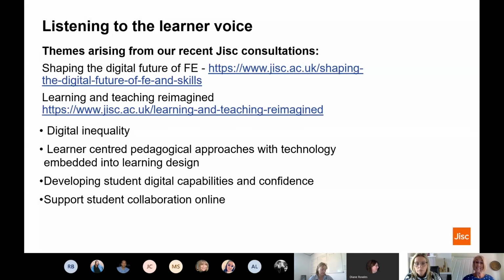We have to consider, if we're not already, developing our students' digital capabilities and confidence. That is coming through all the consultation work that we have been doing. The assumption there from students is to say, don't assume we all know how to use all of these tools for our learning. We need you as staff to really be guiding us, and that's absolutely crucial.